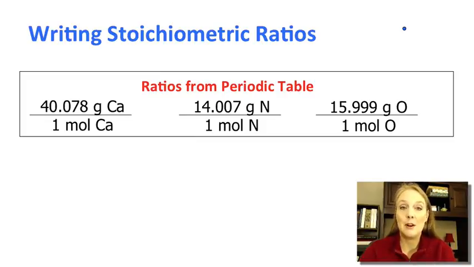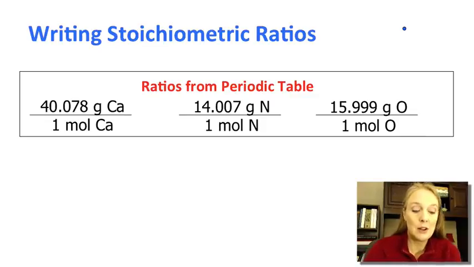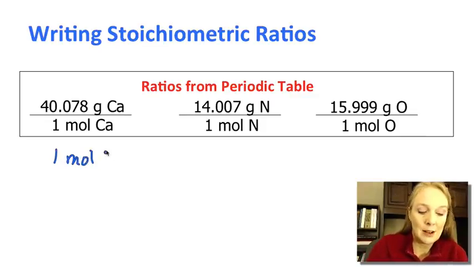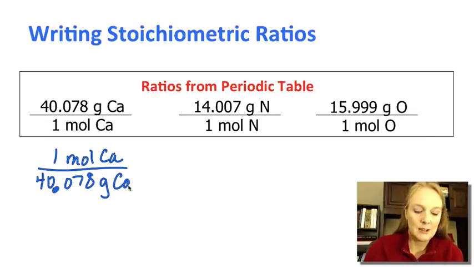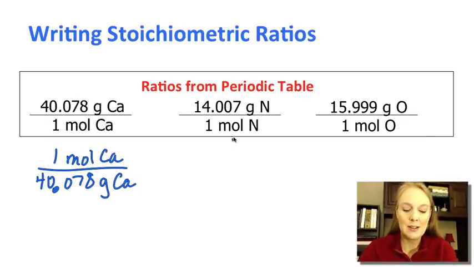So I know that there's 40.078 grams of calcium in 1 mole of calcium, but I could also write 1 mole of calcium has a mass of 40.078 grams. I could write calcium there also if I wanted to. And I could write these other two upside down also, couldn't I?